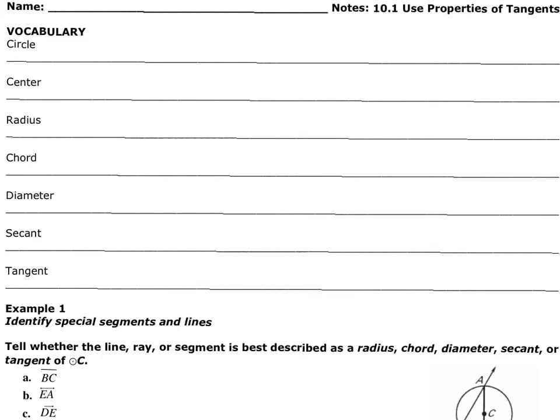All right, so this unit is all going to be over circles. So we first have to review some vocabulary and have new vocabulary. So first is a circle. That is a set of points that is equidistant from a given point.